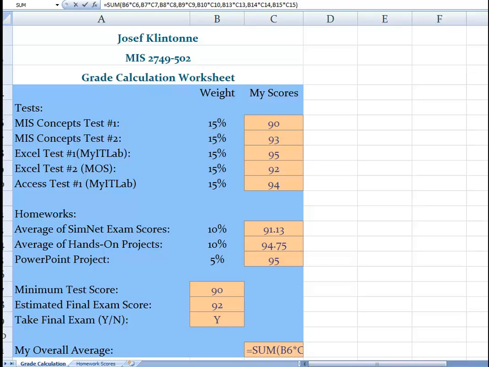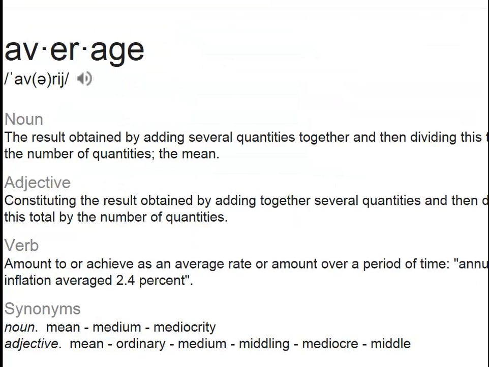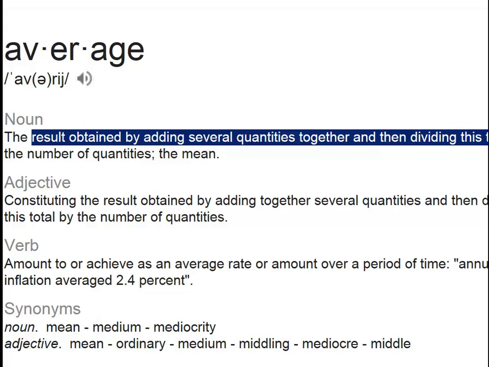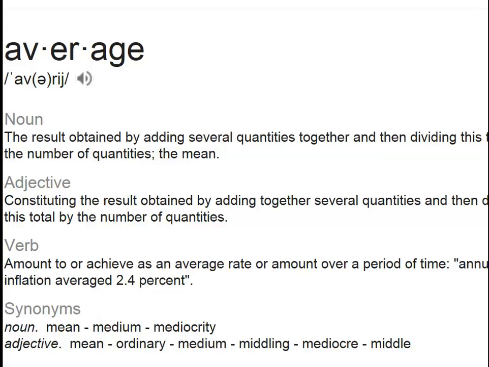So the first thing to review will be to recall what average is as such, and then what a weighted average can mean. The simplest definition from Google: the result obtained by adding several quantities. So we've got to have several quantities to get the average. In our case, these quantities are the grades that you give yourself. Adding several quantities together and then dividing this total. So adding means getting a total, which then has to be divided by the number of quantities.